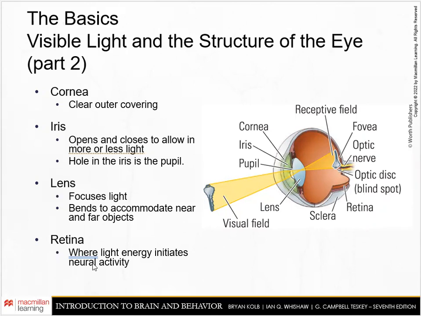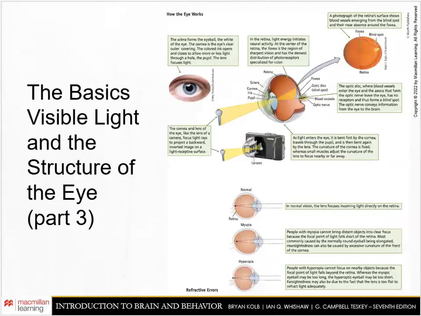Then for your retina, we can see that way back here. That's where the light is being projected to, and where light energy initiates some of that neural activity. So this is a really helpful image to visualize some of the anatomy of the eye and the process of the light. We're going to go into this in a bit more depth as well.